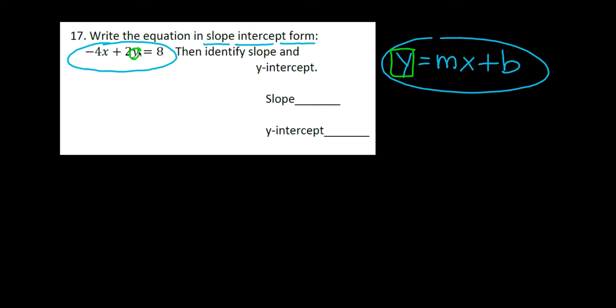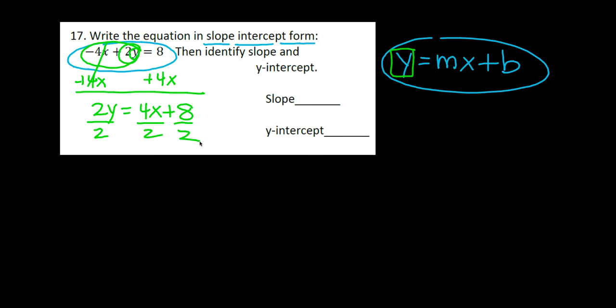To isolate y, I've got to get rid of that 2, and I've got to get rid of that negative 4x. Well, the outside layer of that onion is that negative 4x. And I get rid of a negative 4x by adding 4x on both sides. And that's going to give me 2y equals 4x plus 8. And then to get y by itself, I can divide everything by 2. And I end up with y equals 2x plus 4.